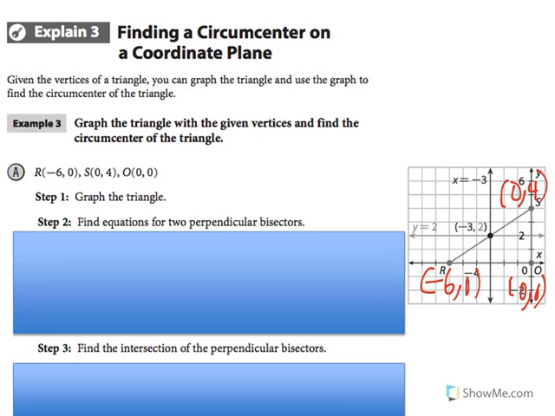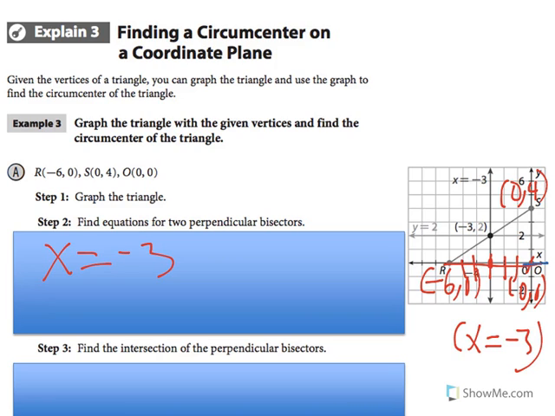Okay? So here we have the distance from R to O, and perpendicular bisector means half the distance. So we go 1, 2, 3, and 1, 2, 3. So we have a point here at, so x is equal to -3. So one of the equations is x equal to -3, and another perpendicular bisector.